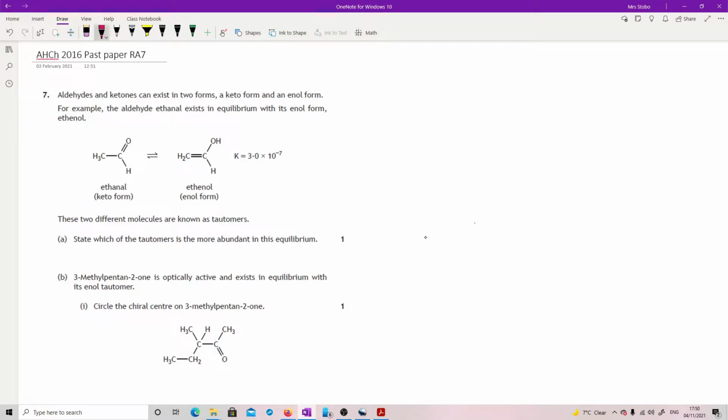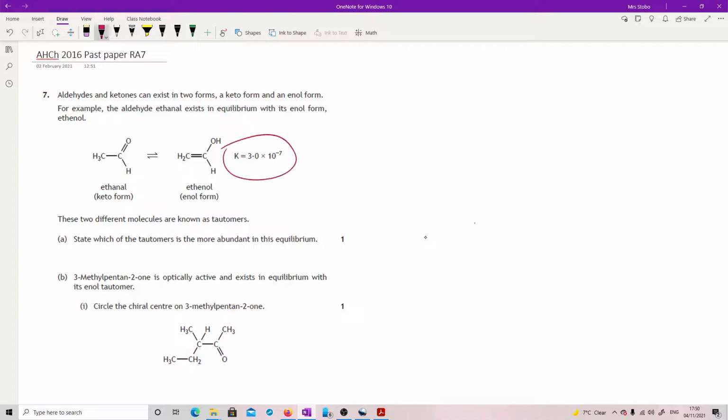Aldehydes and ketones can exist in 2 forms, a keto form and an enol form. For example, the aldehyde ethanal exists in equilibrium with its enol form, ethenol, and you're given a nice little picture of it. The 2 different molecules are also known as tautomers. State which of the tautomers is the most abundant in this equilibrium.